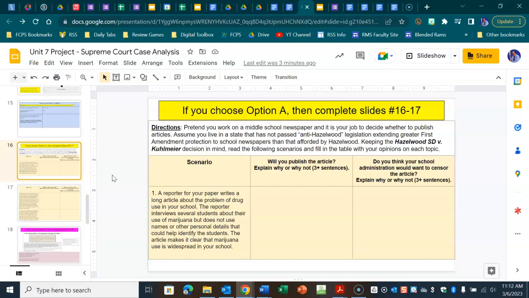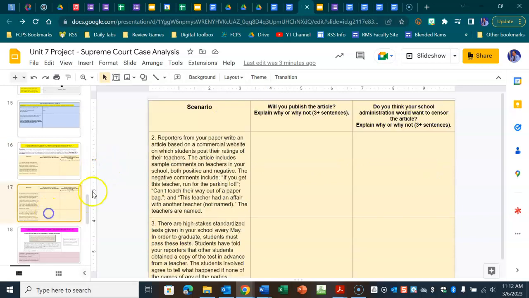Okay? Scenario 1 says a reporter for your paper writes a long article about the problem of drug use in your school. The reporter interviews several students about their use of marijuana, but does not use names or other personal details that could help identify the students. The article makes it clear that marijuana use is widespread in your school.